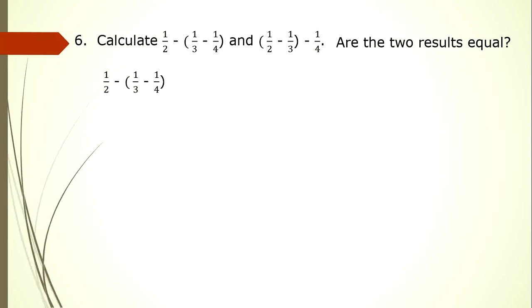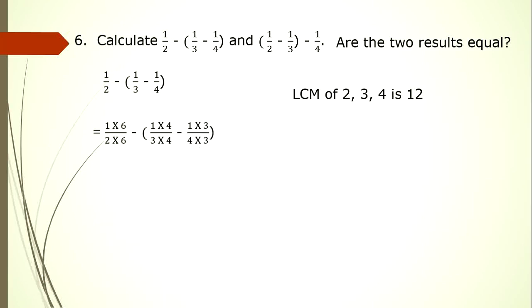Now observe, children, we have in the bracket 1 by 3 minus 1 by 4. So we need to simplify the one in the bracket first. Here the denominators are not all the same. We have three different denominators, 2, 3 and 4. So when we go for the LCM of 2, 3 and 4, we get 12. So 1 by 2 is to be multiplied with 6 in the numerator and denominator, 1 by 3 with 4, and 1 by 4 with 3.